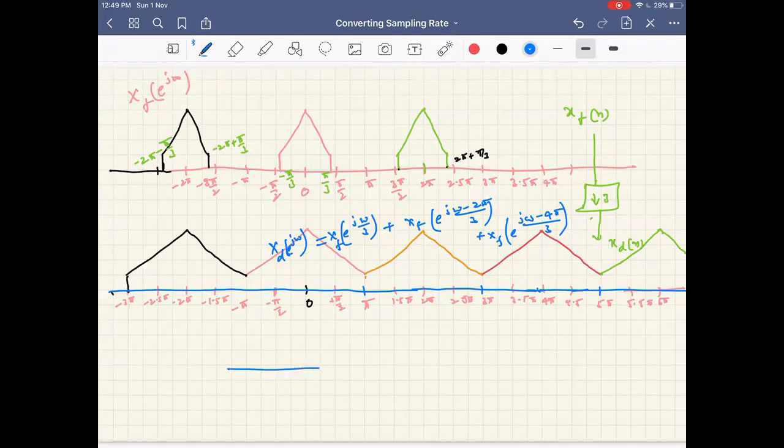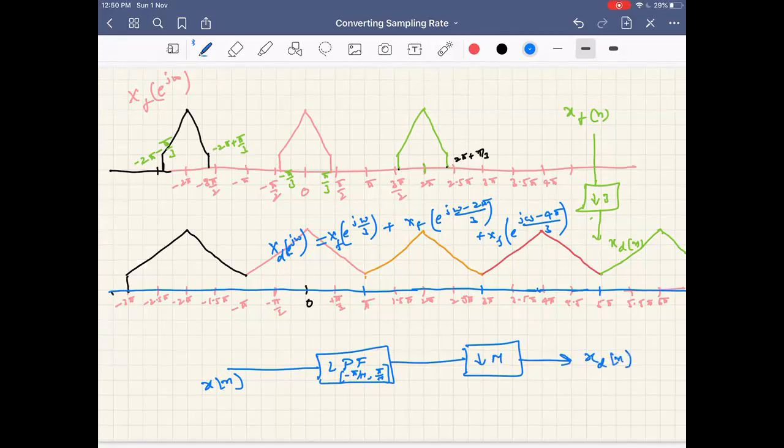So in general, if you want to avoid aliasing for any already sampled signal, you should apply a low pass filter of cutoff frequency minus pi by m to pi by m. Okay, and then apply downsampling by whatever downsampling factor m you wish to do. And this xd of n may or may not have the whole information of x of n, but there will be no aliasing, right? So this is referred to as the anti-aliasing filter.